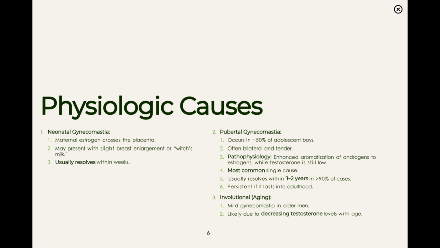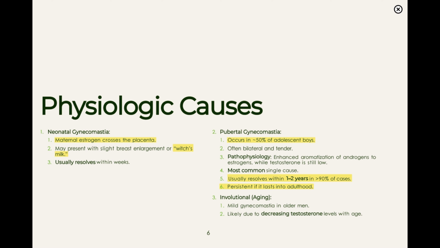So the physiologic states, as I mentioned, is a maternal estrogen transfer. This is known as a witch's milk. Pubertal gynecomastia occurs in about 50% of boys, and it's often bilateral and tender. And it's important to reassure these patients that it will resolve in about 1 to 2 years in up to 90% of patients. On rare occasion, it may last into adulthood.